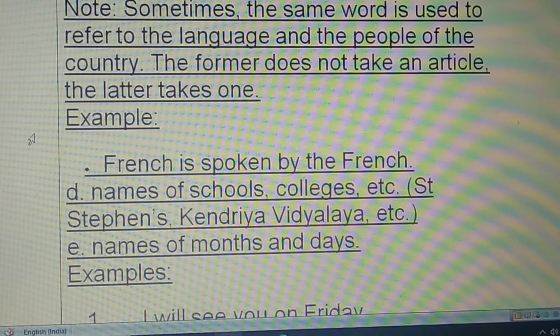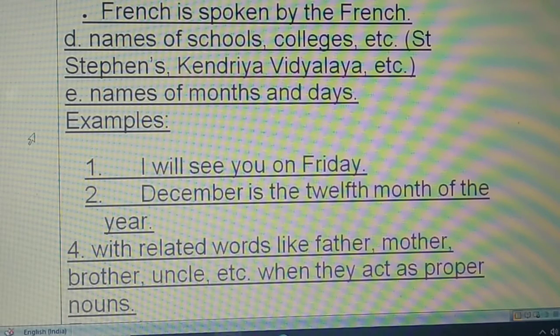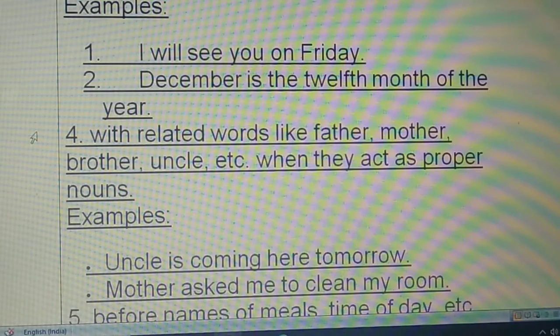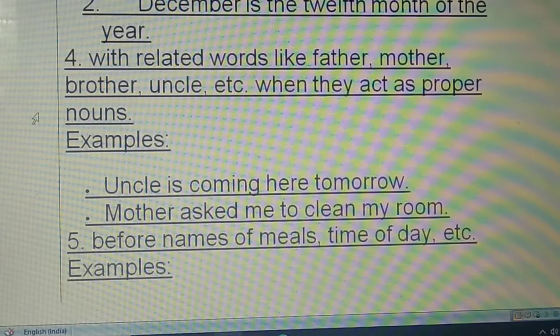Names of schools, Kendriya Vidyalaya, St. Stephen's. I'll see you on Friday. December is the twelfth month of the year. You don't say the December. With related words like father, mother, brother, uncle. Uncle is coming here tomorrow. Mother asked me to clean my room.